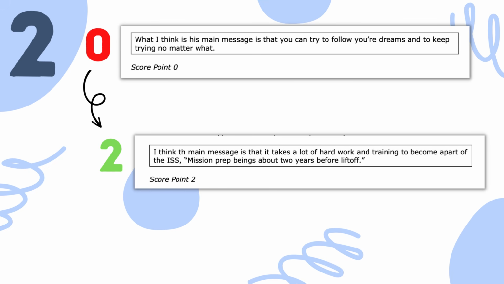The 0 says, what I think is his main message is that you can try to follow your dreams and to keep trying no matter what. Here they appear to be answering the question, but really they're completely off the mark and their answer has nothing to do with the text. Here's an example of a 2 where it says, I think the main message is that it takes a lot of hard work and training to become part of the ISS, mission prep being about 2 years before liftoff. Here you can see it's not perfect. There are some errors, but they've restated the question and also addressed the answer, specifically what they're looking for.